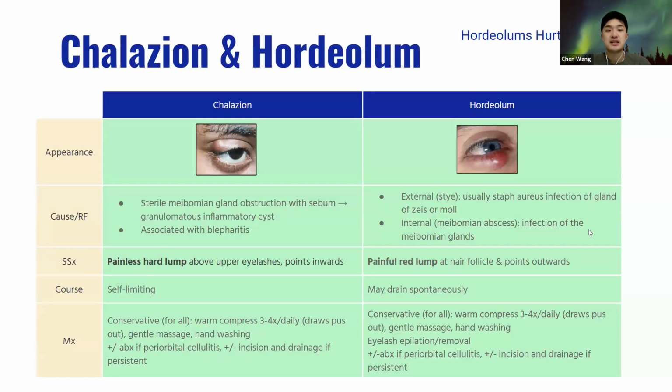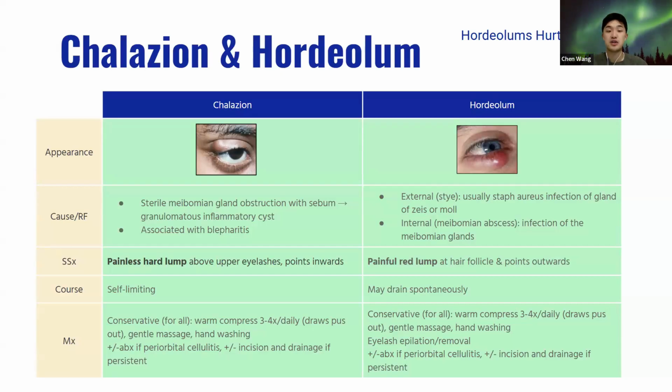So next up is chalazion and hordeolum. These are both sort of eyelid swellings. A chalazion is a sterile meibomian gland obstruction, whereas a hordeolum, also known as a stye, is usually due to an infection caused by Staphylococcus aureus.